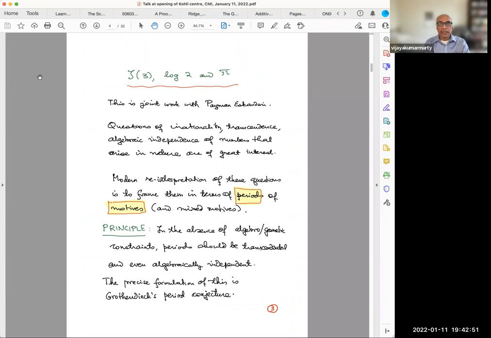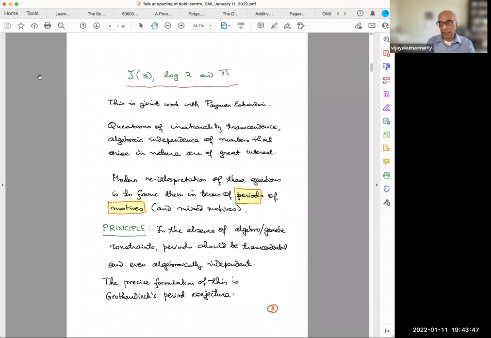And so we ask these questions about irrationality and transcendence. But as I said, these are hard questions. The modern reinterpretation is to frame them in terms of periods of motives and mixed motives. I'm going to tell you what all those words mean in a minute. But there's a principle here that in the absence of an algebra-geometric constraint, periods should be transcendental or even algebraically independent. That means if you take two numbers designated as periods, and there's any algebraic dependency relationship between them, that should translate into some sort of algebra-geometric statement. That's the principle behind the so-called period conjecture of Grothendieck.